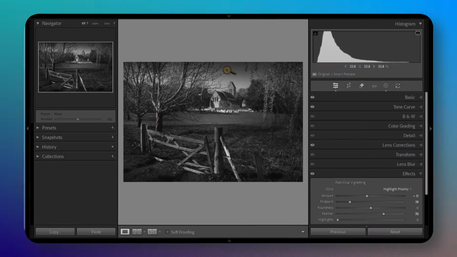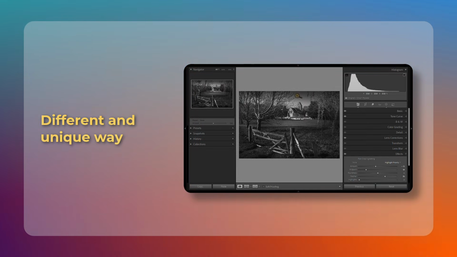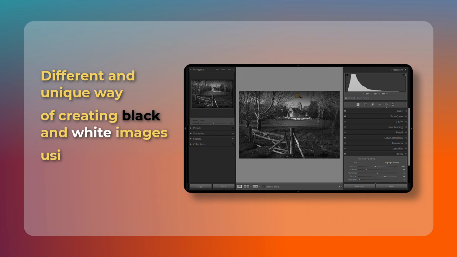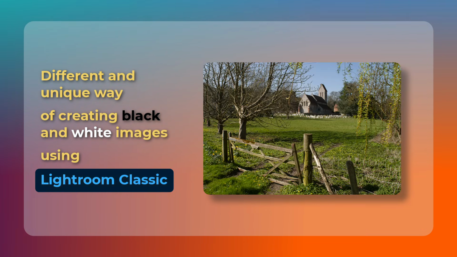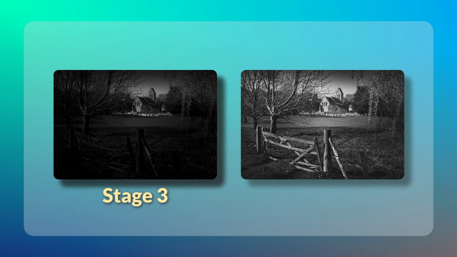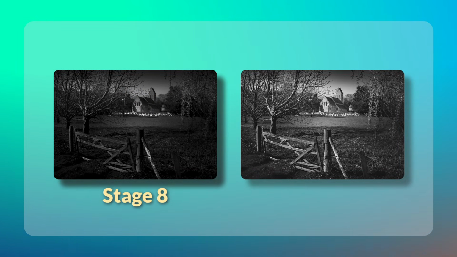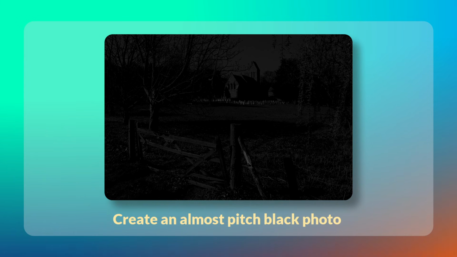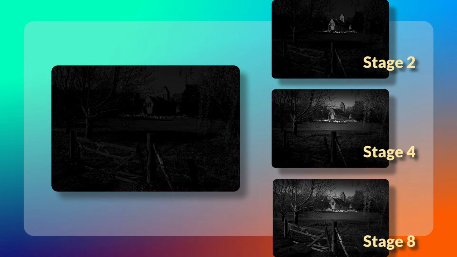In this video I'm going to show you a different and unique way of creating black and white images inside of Lightroom Classic to go from this original image to this final image via all of these intermediate stages. So I use a technique where I reduce the exposure to create an almost pitch black photo and then bring it back to life using masks.